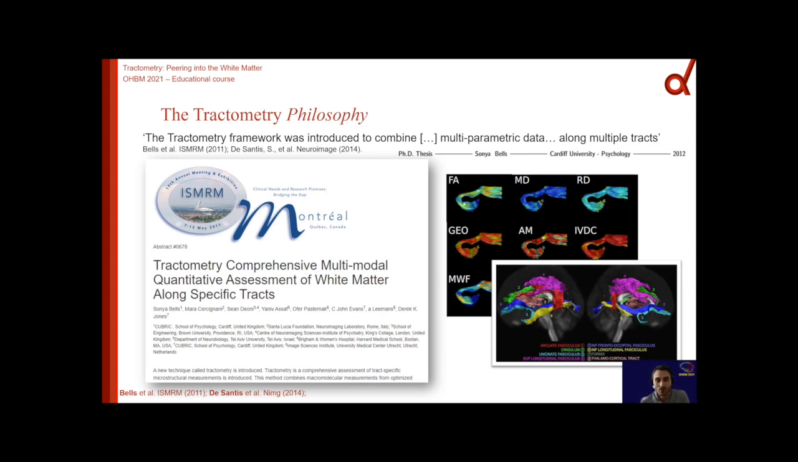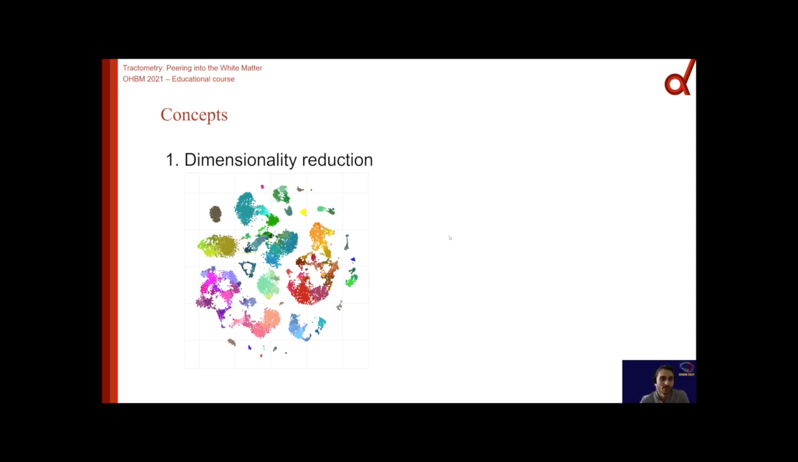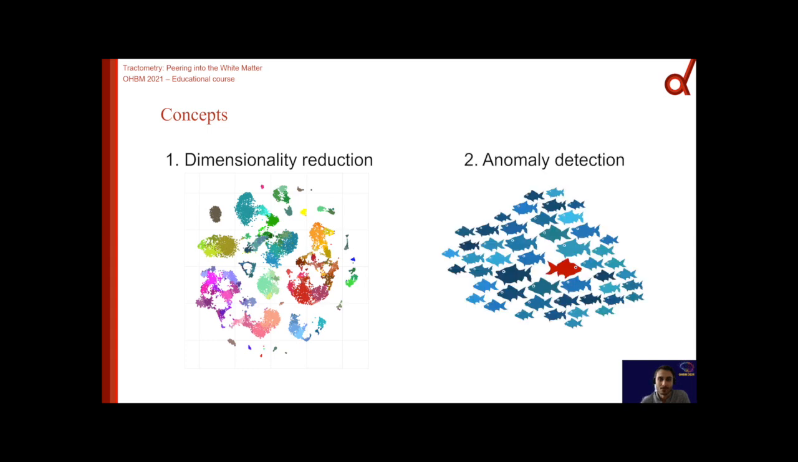So in this talk, we're going to be looking at tract averages of multiple tracts in the first part, and then looking at tract profiles a bit later on. And we're going to be talking about two concepts. So first, the dimensionality reduction concept, where we have a high dimensional space, such as having multiple tracts and multiple metrics per tract, and try to reduce the space into a low dimensional space, which is a bit more interpretable, hopefully. And the second concept we're going to be looking at is the idea of anomaly detection, where we try to look for outliers in our data.